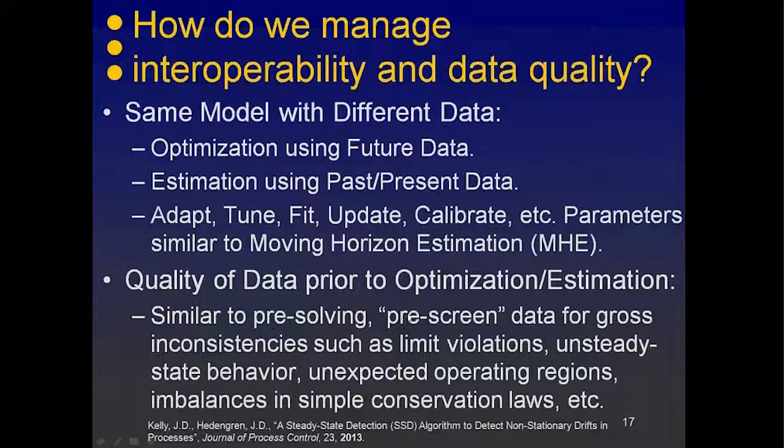I mentioned quality of data. It's like pre-solving in LPs. We're calling it pre-screening, but you can do things like check for unsteady state behavior. This is how I know John, we have a little paper where we think we have a better little algorithm to do steady state detection. So it's nice to know, is your plant steady? If it's steady, then apply some optimization to it. Or if your plant has too many intervals of unsteady, you may have a problem with your advanced control. So that's a problem in itself. And the other thing is we have a whole bunch of data reconciliation technology in here too. So doing simple conservation laws and checking for gross errors is always a good thing to do.